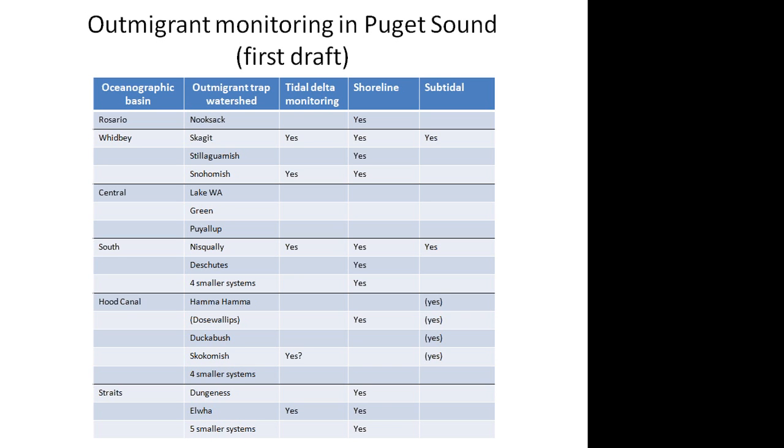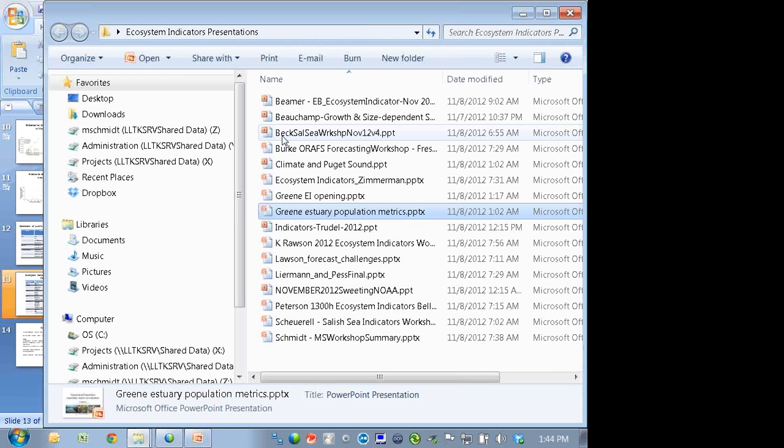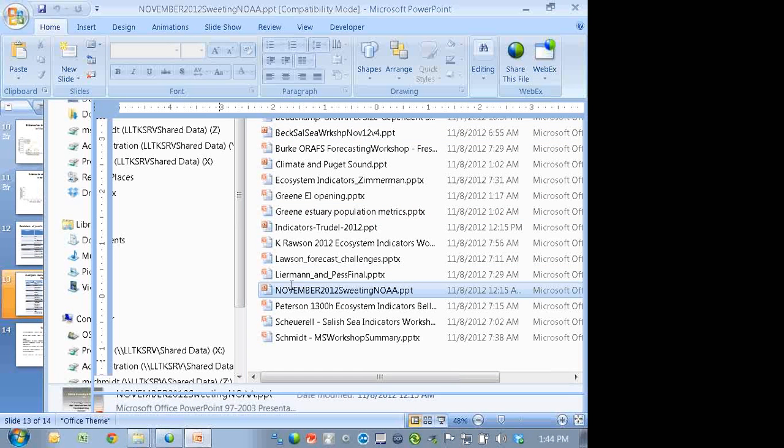Some of these I'm not quite sure about, for example, this one right here. Others, for these ones here, well, they're being measured, but sort of at the system level, not specific to a particular watershed. But the basic message is we have much more resolution within the outmigrant trapping than we do for any of these estuarine monitoring programs.